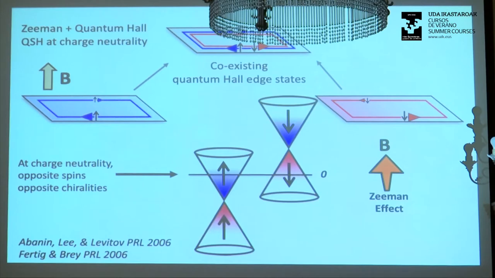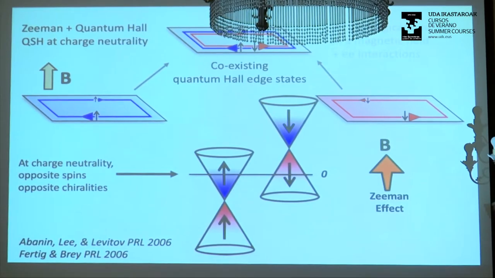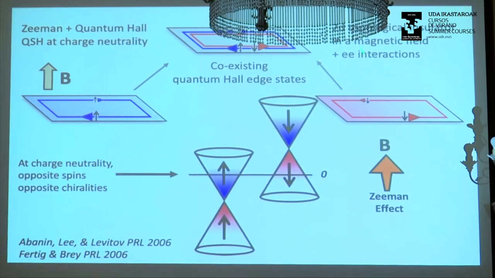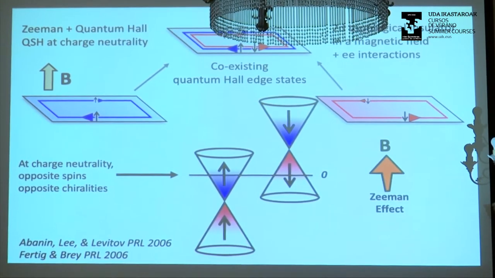Now, this is not under time reversal symmetry conditions because we're applying a magnetic field. You still get a quantum spin Hall state. So this is a 2D topological insulator in a magnetic field, for which you also need electron-electron interactions. It turns out that the valley degree of freedom that I decided to ignore plays an important role in the quantum Hall physics of the system. So you can actually realize this. The only problem is that you need very large in-plane magnetic fields of the order of 30 Tesla and beyond.